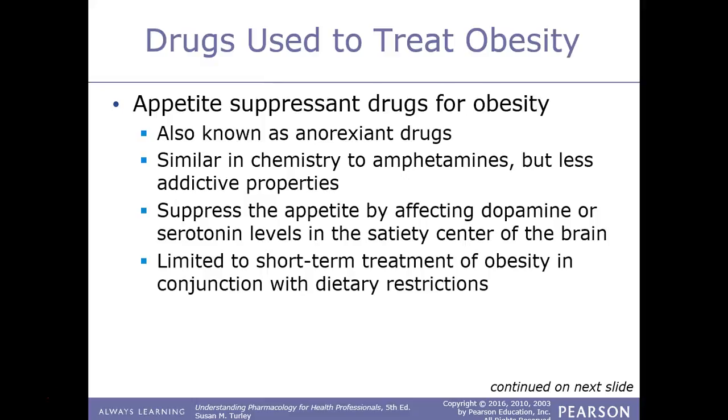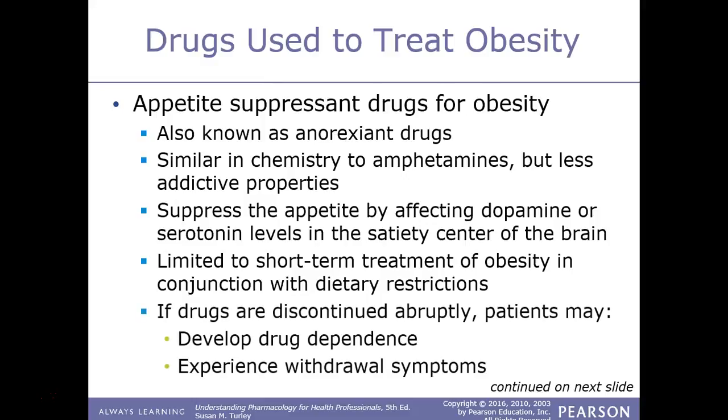These drugs should be limited to short-term treatment and with dietary restrictions. Many of them are controlled substances, so they still have a potential for abuse or dependency. So we have to be careful when a patient's taking these drugs that they don't stop them abruptly. They need to be cautious and taper down because they could develop a drug dependency, and if they're stopped abruptly, it could result in withdrawal symptoms.